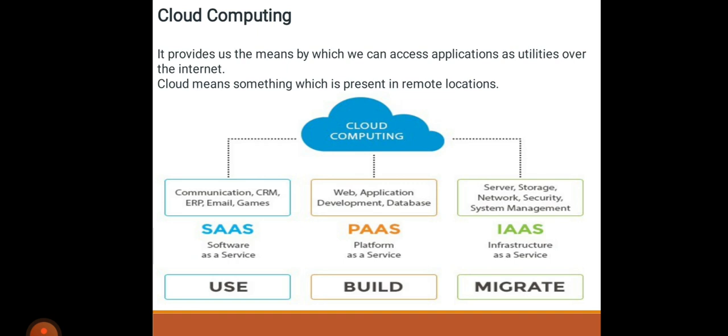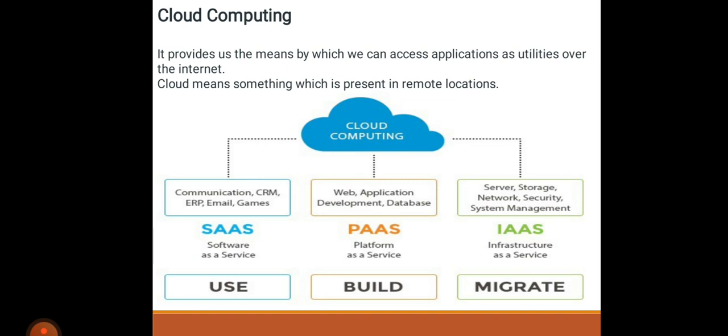Also, it provides different services like IaaS, that is infrastructure as a service, PaaS, that is platform as a service, then SaaS, that is software as a service. There are three types of service. Then we will see what these are one by one. First we will see the IaaS service.